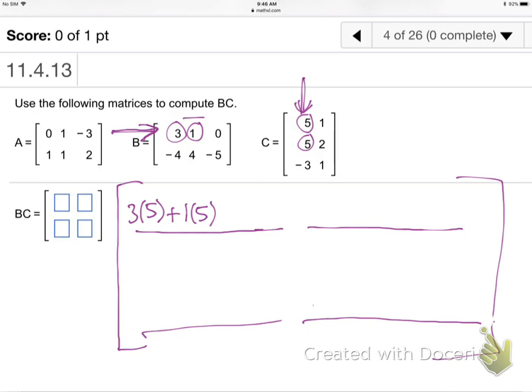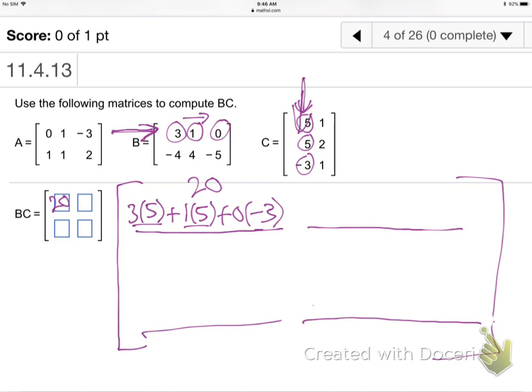What's the next? You'll keep going across, 0. Keep going down, -3. So plus 0 times -3. Whatever that adds up to be, that is the upper left corner. That's the first entry. What is that? 15, 5 is 20, plus 0, so it's 20. So that's what goes in that box right there, 20. We're 1/4 of the way there.